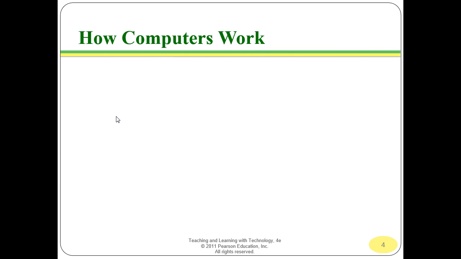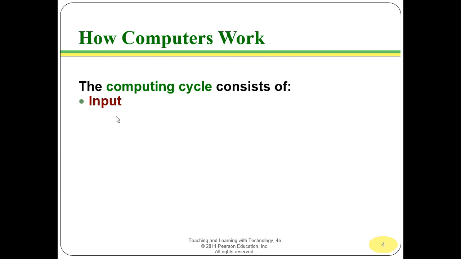So let's take a look at the computing cycle. When we turn that computer on, the computing cycle begins with input. You and I have got to do some input, whether we're typing in letters or characters, or whether we're moving our mouse to click on icons to command the computer to do things. There's got to be some input. Then that input, those signals, are processed by the computer's processor.